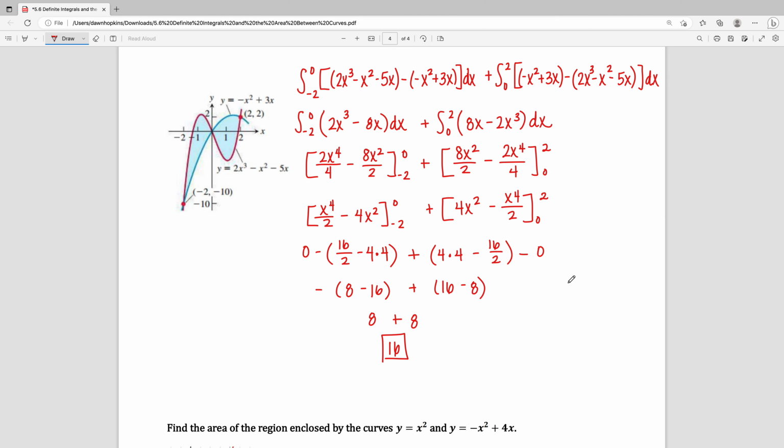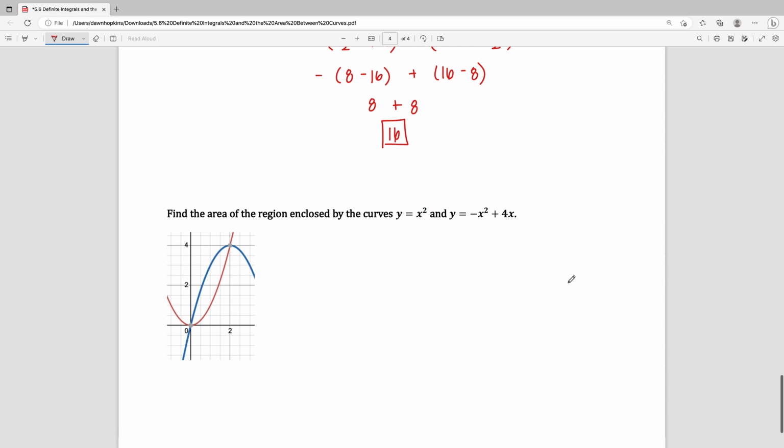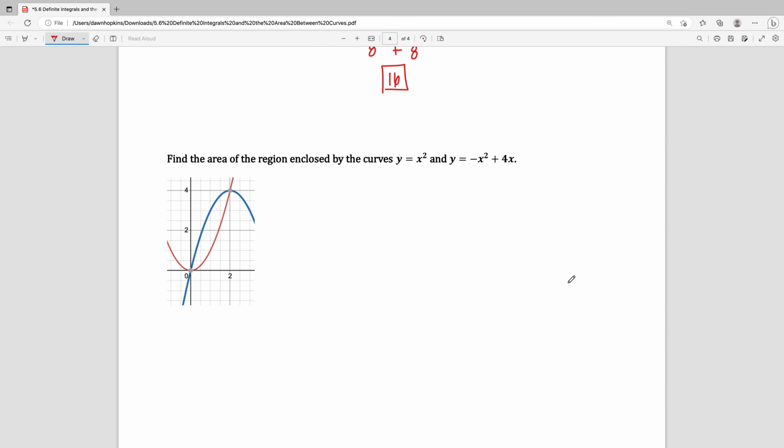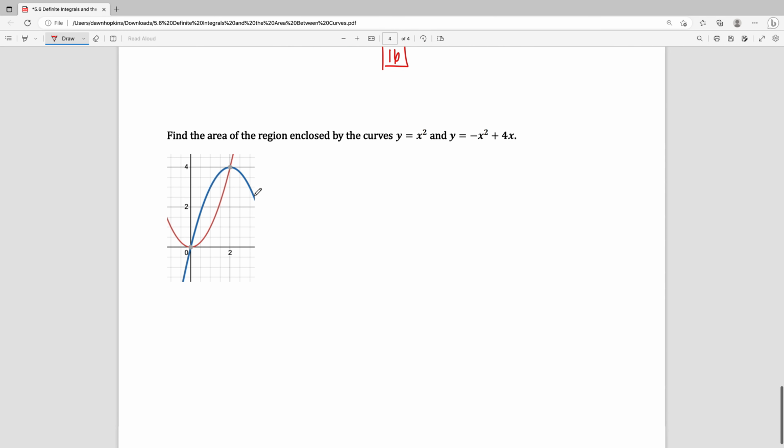And then the last one. This one says find the area of the region enclosed by the curves y equals x squared and y equals negative x squared plus 4x. Sometimes when your homework, you are going to be given a diagram. So it's very easy to see which curve is on top and which one is on the bottom. Other times, you are not going to be given a picture, you'll just be given the two functions. So what you want to do is either use your graphing calculator or you can go online and use Desmos, which is free, to give yourself a visual.